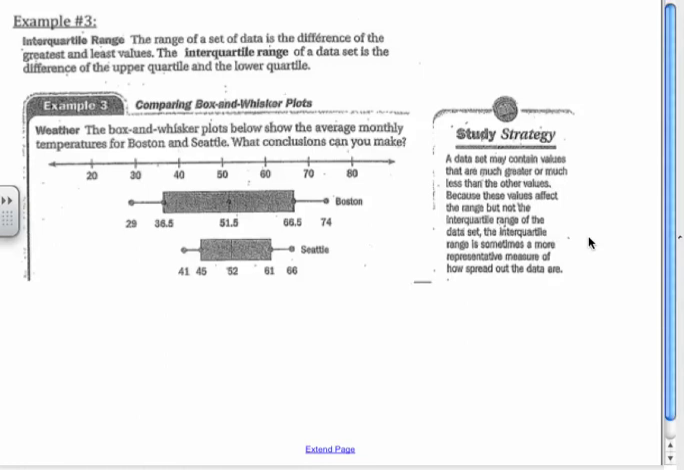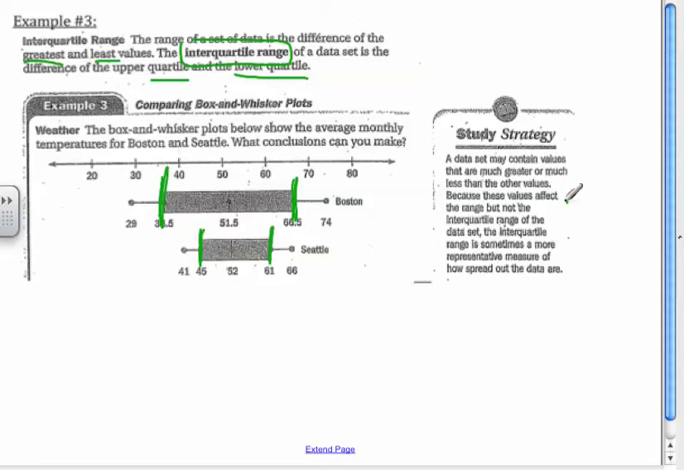Okay, guys, example number 3 says interquartile range. The range of a set of data is the difference between the greatest and the least value. Okay? The interquartile range of a data set is the difference of the upper quartile and the lower quartile. Okay? And I'm looking at this one, that's the upper quartile and that's the lower quartile. For this one, the upper quartile is here and the lower one's there.